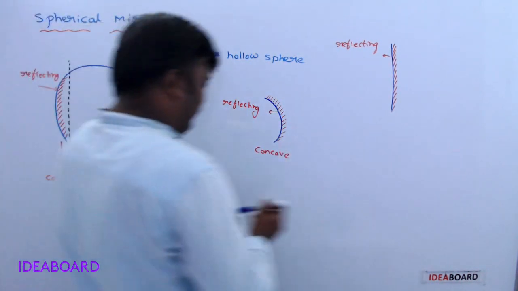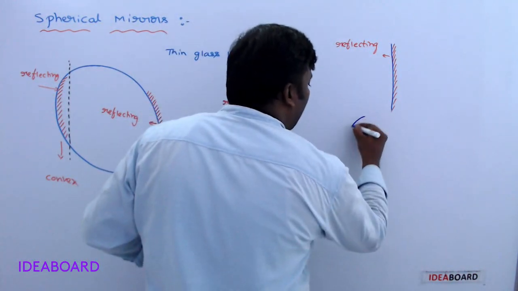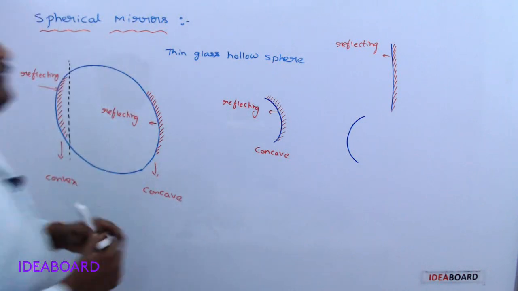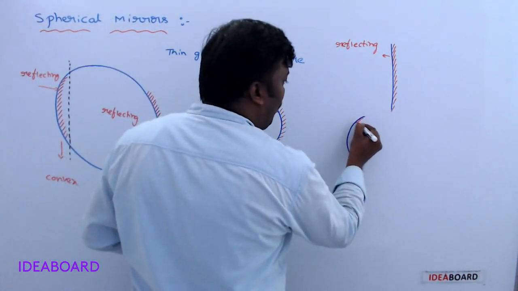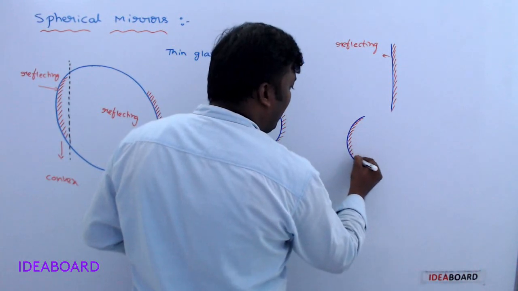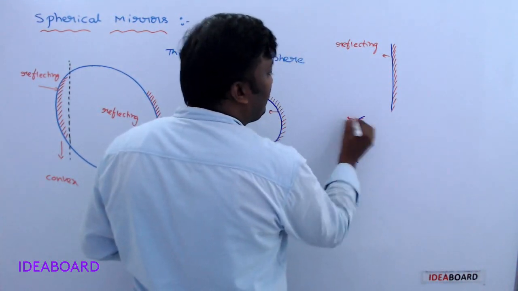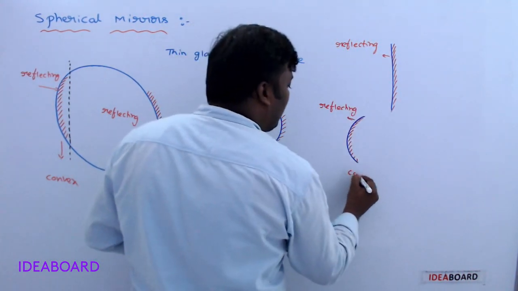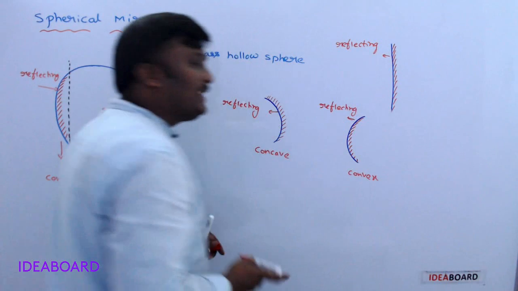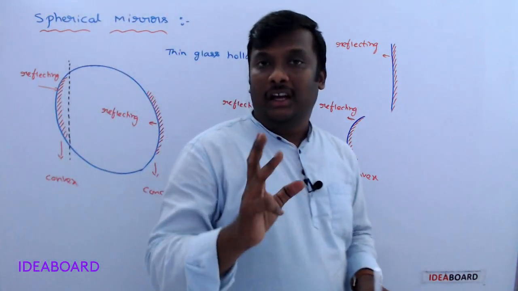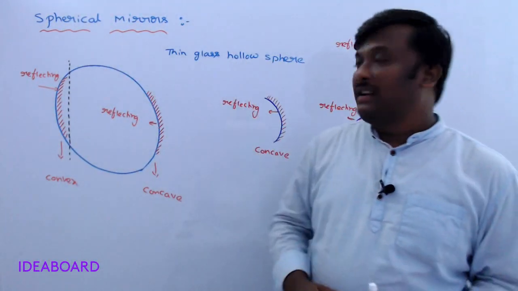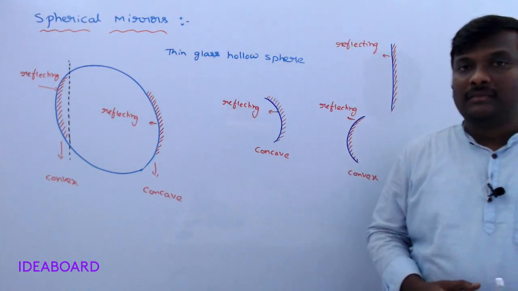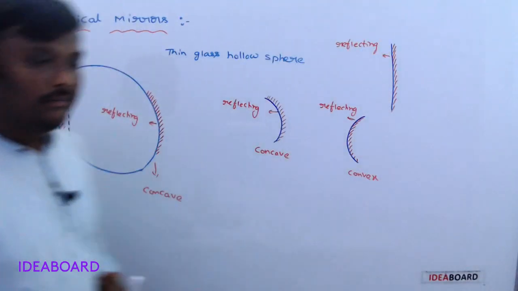And if the inner surface of the hollow sphere is polished and the outer surface becomes the reflecting surface, then it is called a convex mirror. So there are two types of spherical mirrors: one is concave, another one is convex. Do you understand? Please note it down.